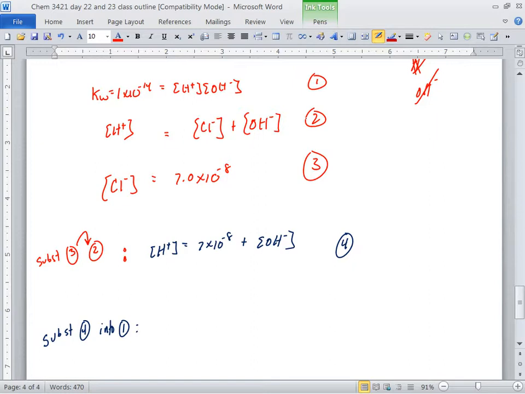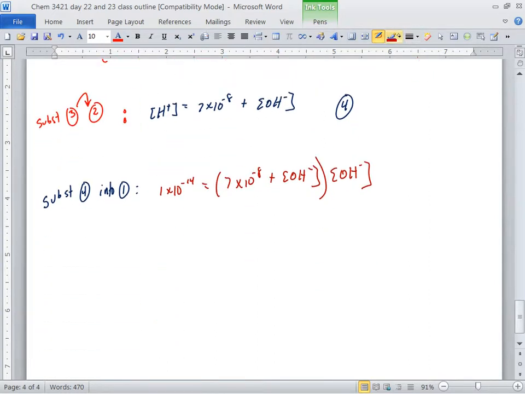And it's going to be a what equation? Quadratic. Right, it's going to be a quadratic equation. So we substitute 4 into 1, so we'll have 1 times 10 to the negative 14 equals hydrogen ion, which is 7 times 10 to the negative 8 plus hydroxide. Isn't that my hydrogen ion? Yeah. And then I have to multiply it times hydroxide. So you should have got that. Okay. And remember they call this a quadratic equation? Because you're going to have something squared in it plus some other stuff.